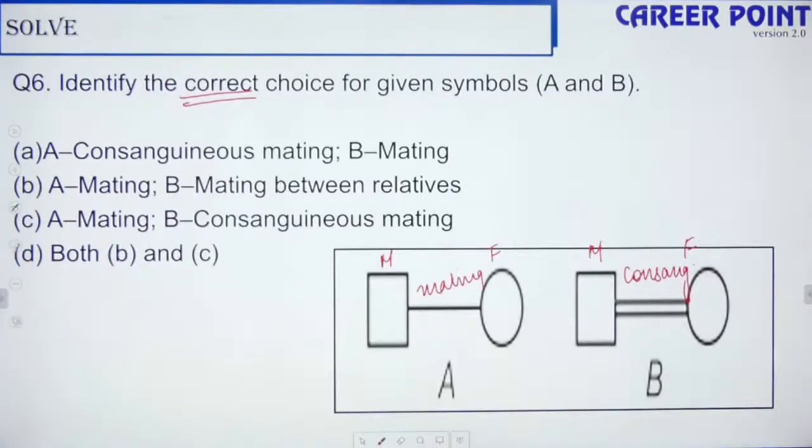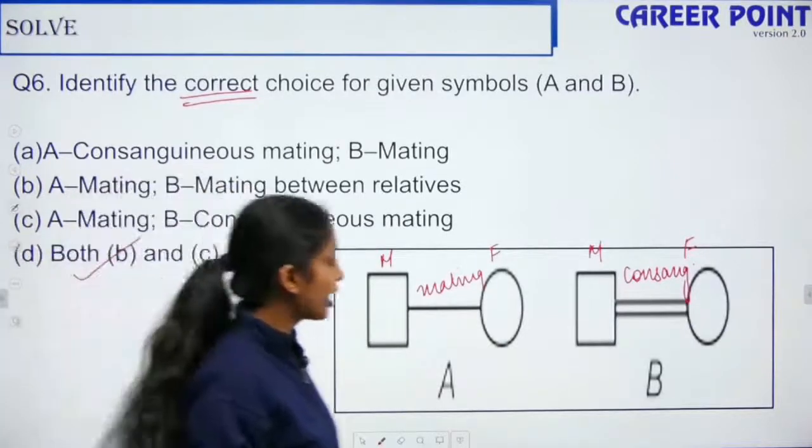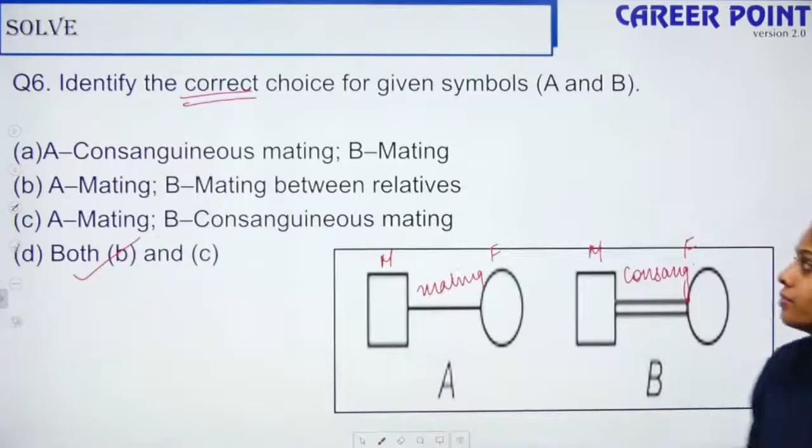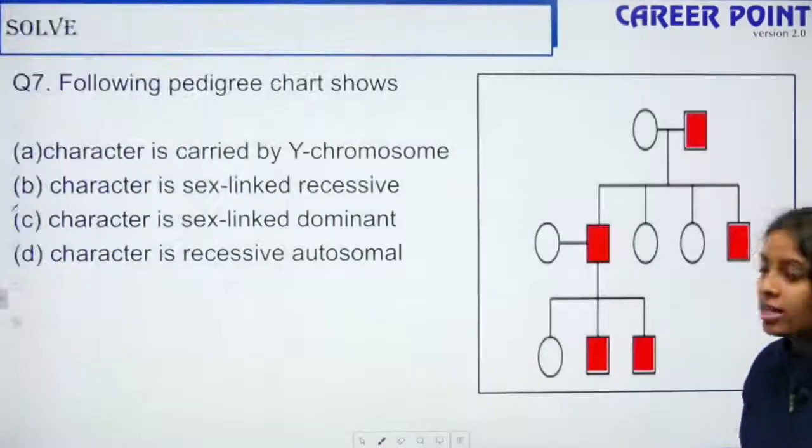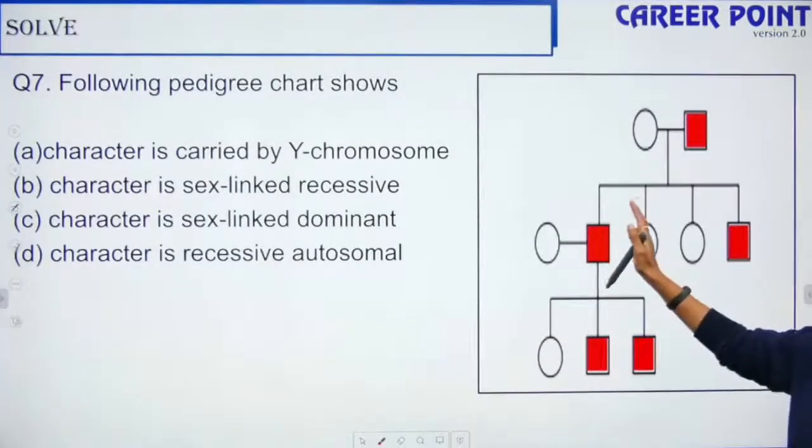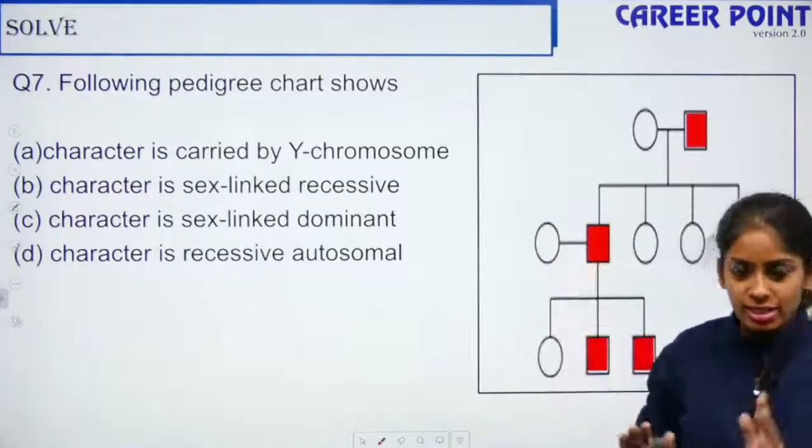So question number 6. Yes, both B and C are right. So A is mating. B is mating between relatives or consanguineous mating. Yes, absolutely right. Very good, Prince. Okay. Fine. So moving further, I will stop with this. So you solve the remaining 8 questions as homework.